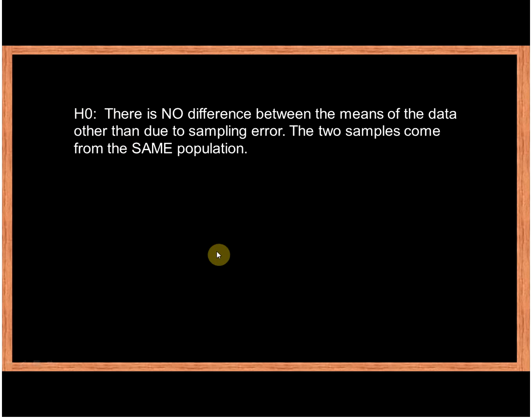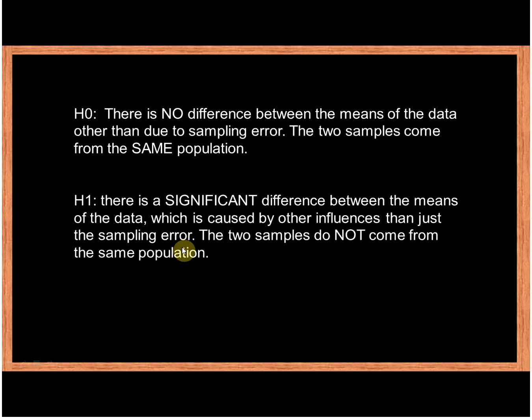We can also formulate an alternative hypothesis, and we can say there is a significant difference between the means of the data, which is caused by other influences than just the sampling error. So in this case, we would say the drug actually has an effect because there is a difference between the sleeping times. Or we can also say the two samples do not come from the same population. So how are we going to test this?